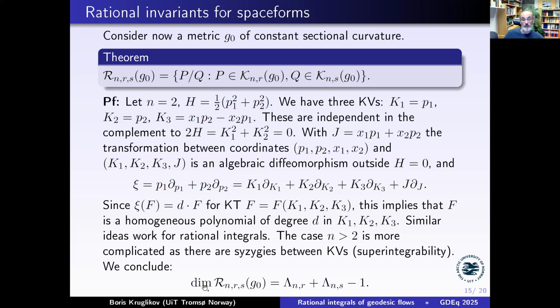I will state the result of that, and the conclusion is that if you have this thing here, then we just count how many Killing tensors of degree R we have, how many tensors of degree S we have, we sum them up, and we subtract 1 because we take a ratio. Okay, that's it.